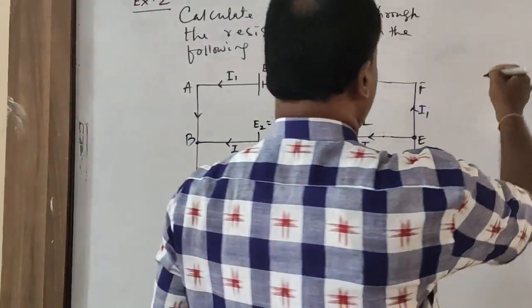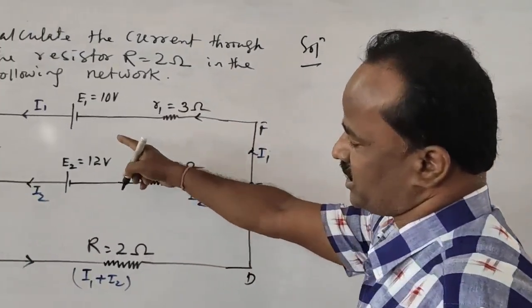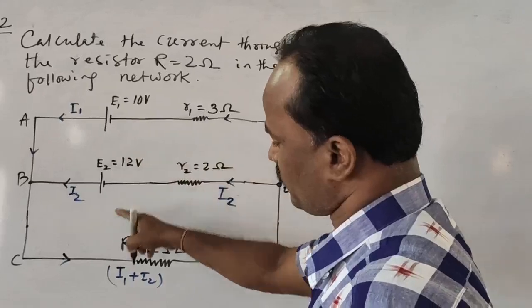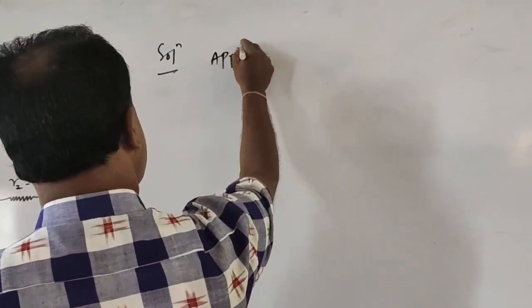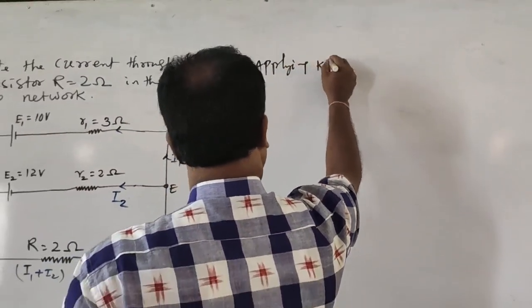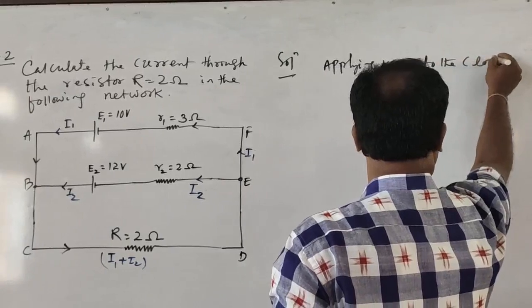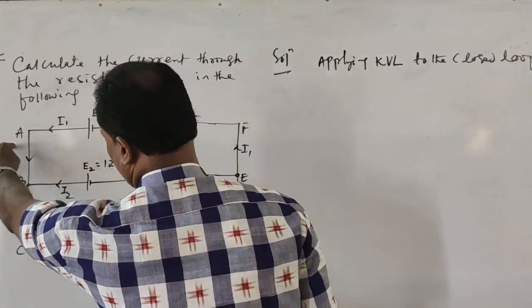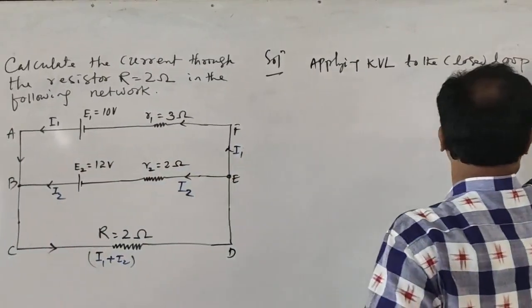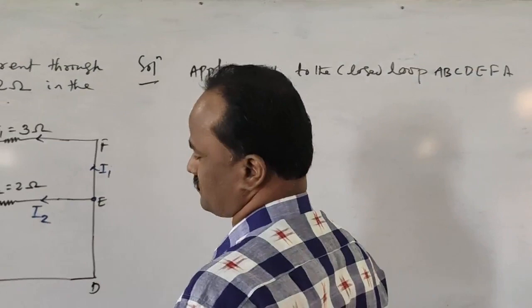So now apply from the solution part for finding different currents in different branches like I1, I2 or I1 plus I2. First, apply Kirchhoff's voltage law to the closed loop. Choose the closed loop like A, B, C, D, E, F, A.